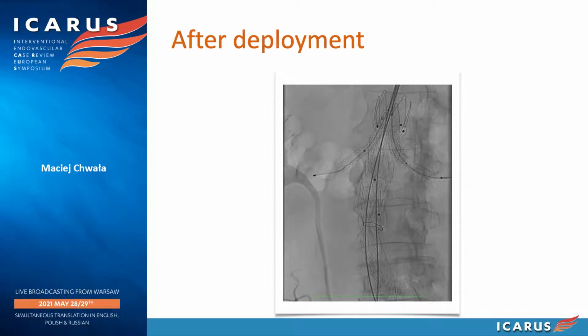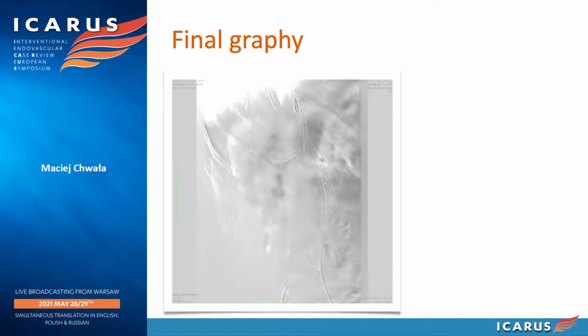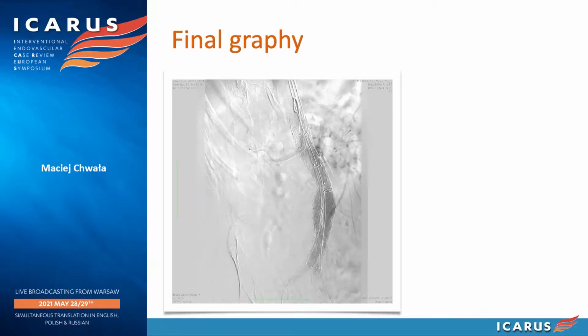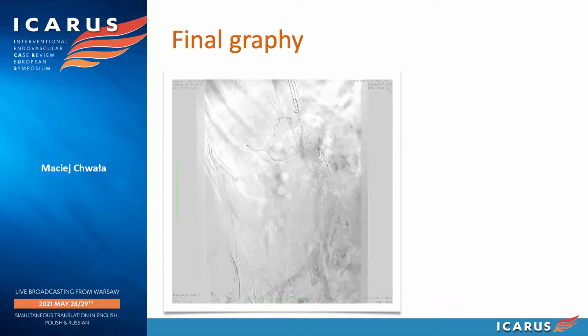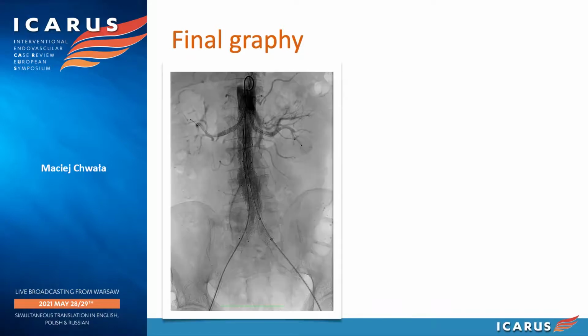After deployment, we can see the metal wire frame of the stents and stent graft. During the final angio, we can see the blister is excluded, the aneurysm is excluded, and both renal arteries and the SMA are patent. We can see the same in the horizontal plane.